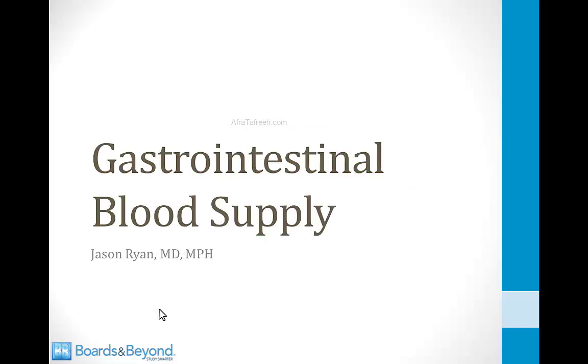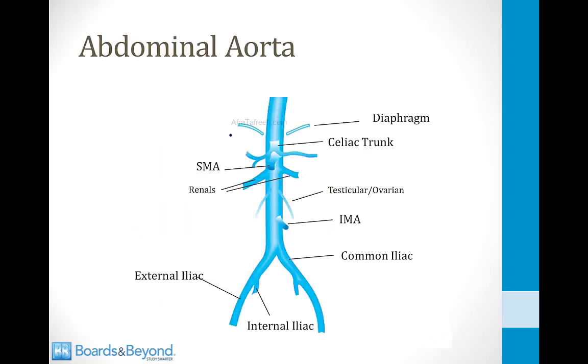Hi everybody, and welcome to our module on the gastrointestinal blood supply. This is a drawing of the abdominal aorta. The diaphragm is up here as I've marked on the screen. Down at the bottom is the branching of the aorta into the common iliacs and then the external and internal iliacs. And there are three major branches that come off the abdominal aorta that supply the gastrointestinal organs.